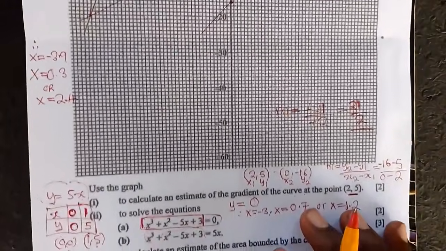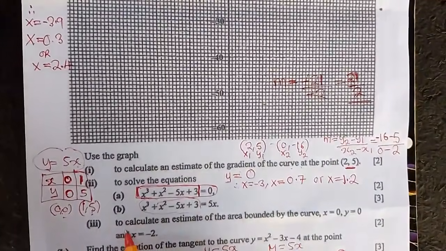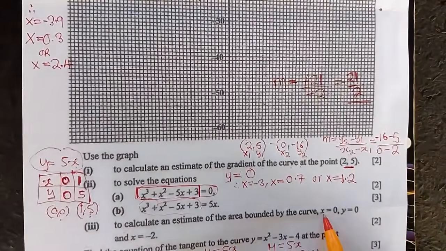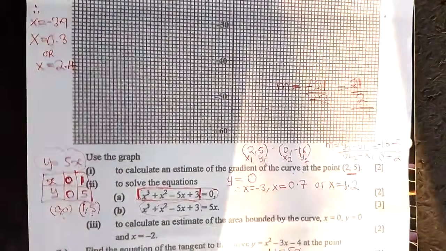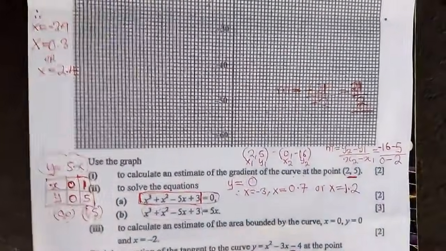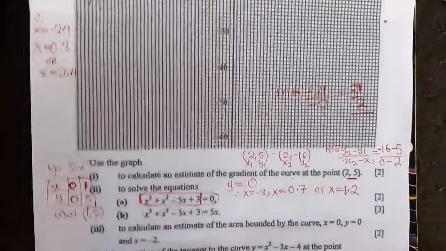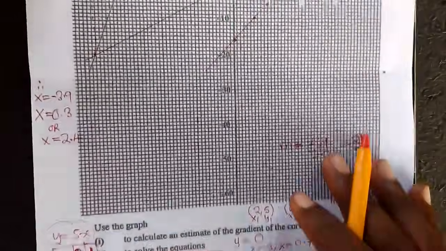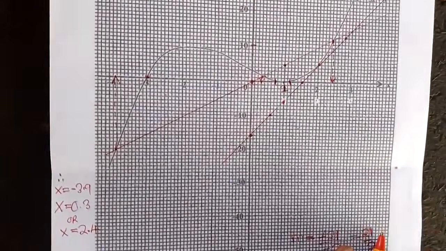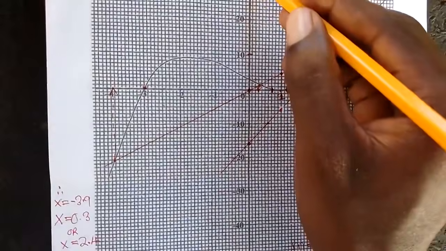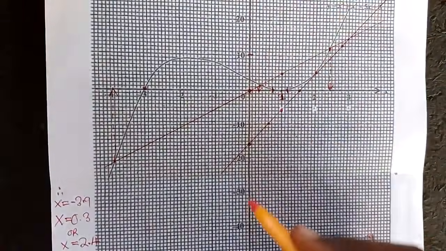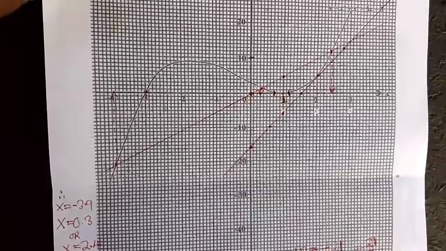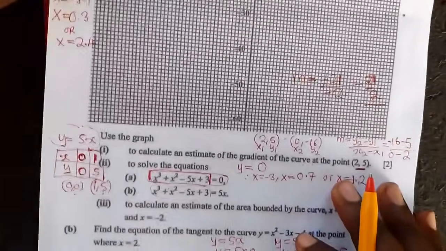So now I move to the last one. Calculate an estimate of the area bounded by the curve, x is equal to 0. So the area bounded by the curve. x is equal to 0 is the y-axis. Have you seen? x is equal to 0 is the y-axis. I told you this. So the y-axis.